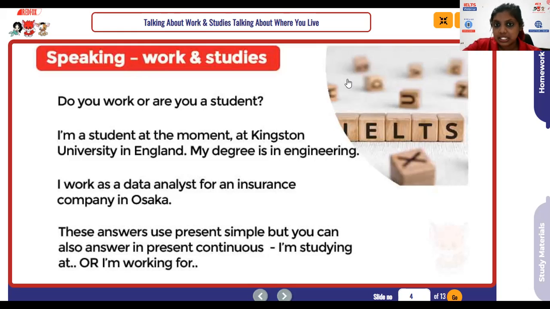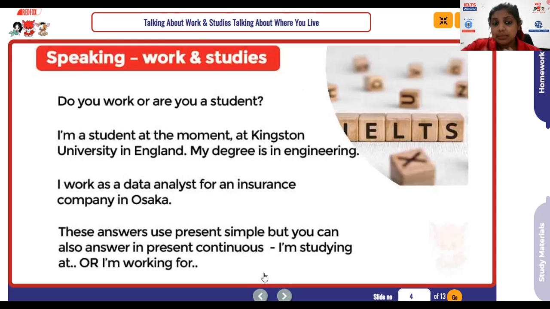So task achievement is when they have asked you to do something and you do exactly that. So if you're supposed to answer in one or two sentences, don't answer in one word or in one sentence. You can also say, I work as a data analyst for an insurance company in Osaka. So that's one sentence, but there is a lot of information in it.